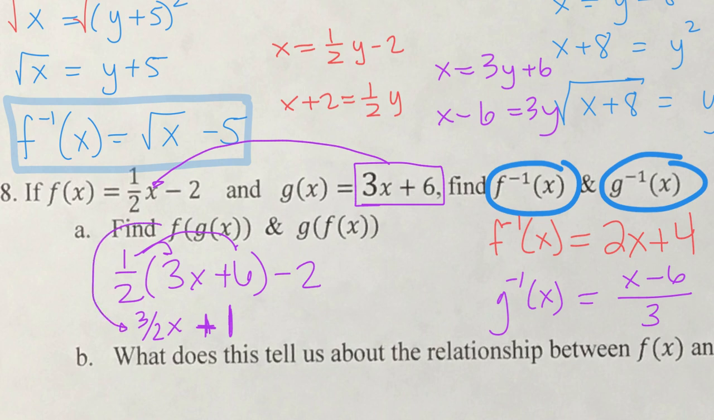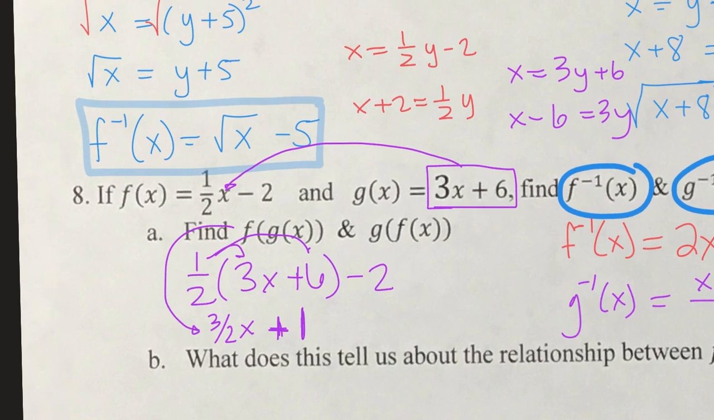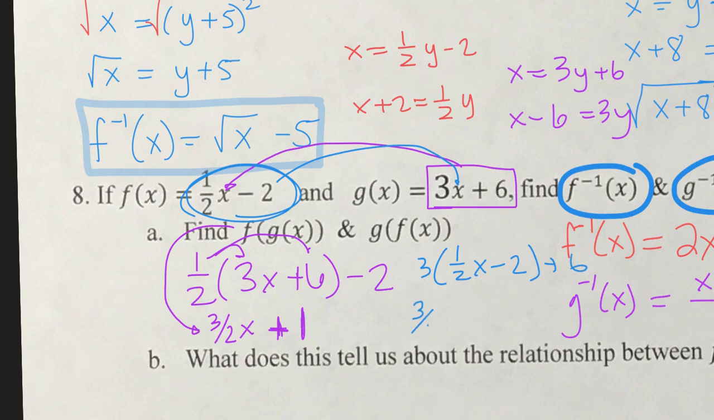Okay, and then if we do g of f, right, that's the other way. That's taking the 1/2 x minus 2 and plugging it into there. 3 times 1/2 x minus 2. I told you there wasn't a whole lot of space here. Plus 6, that's once again 3/2 x minus 6. Minus 6 plus 6 is 0.